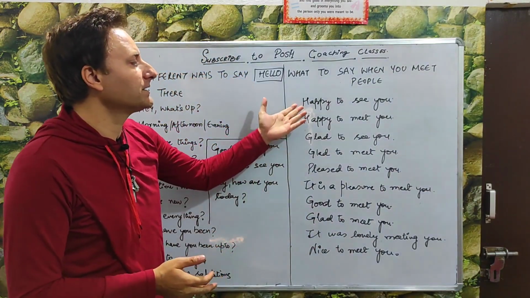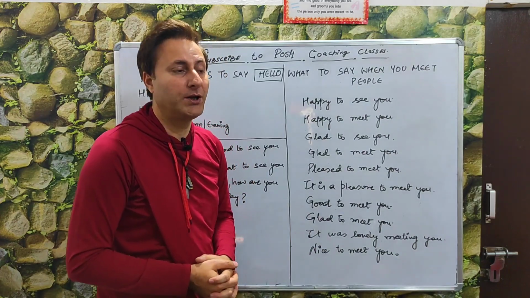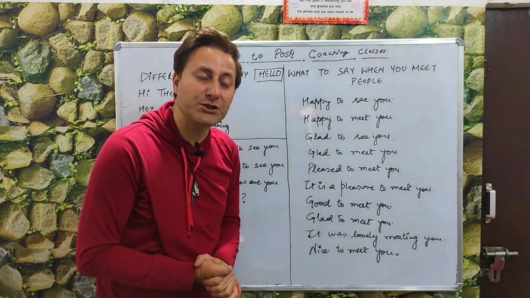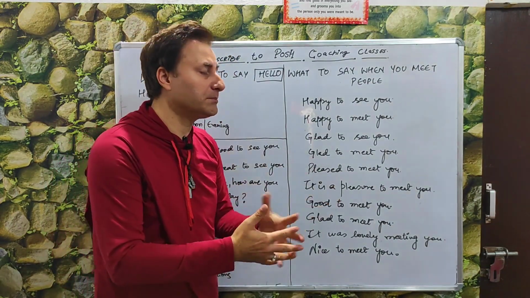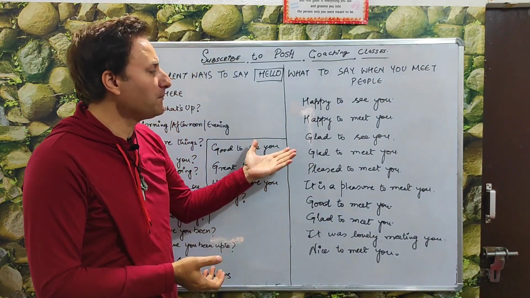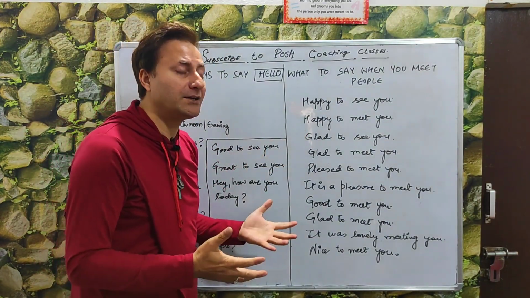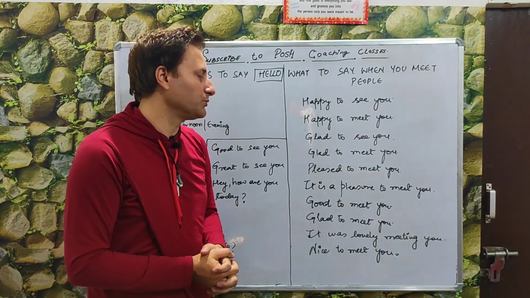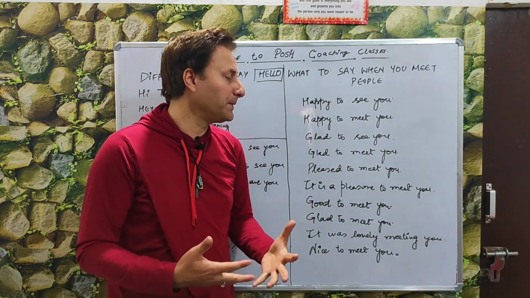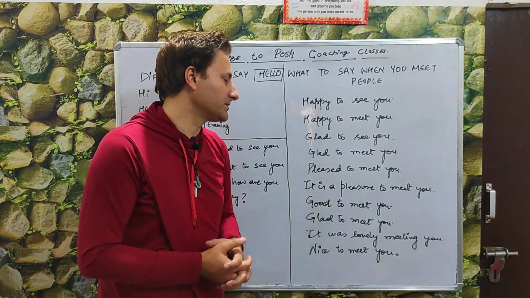So the first one I say is happy to see you. If you're very happy to see someone, you can say happy to see you. You can say happy to meet you because you are meeting the person. Same, you just need to change the word. Instead of happy, you can say glad to see you, glad to meet you. Again, these are the sentences which express your happiness, because you're meeting someone.